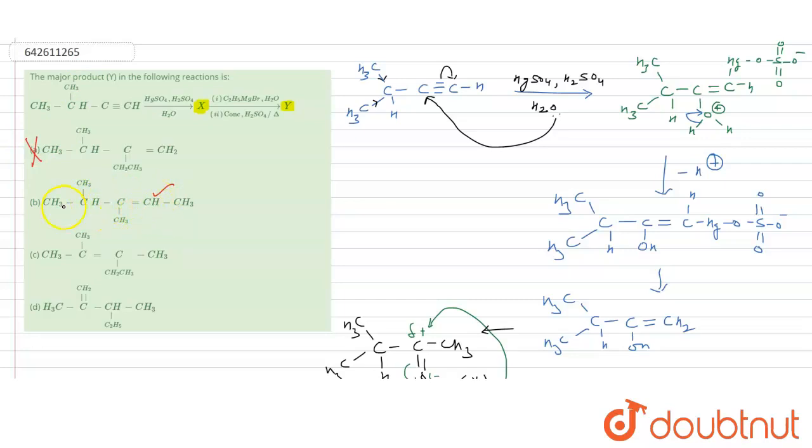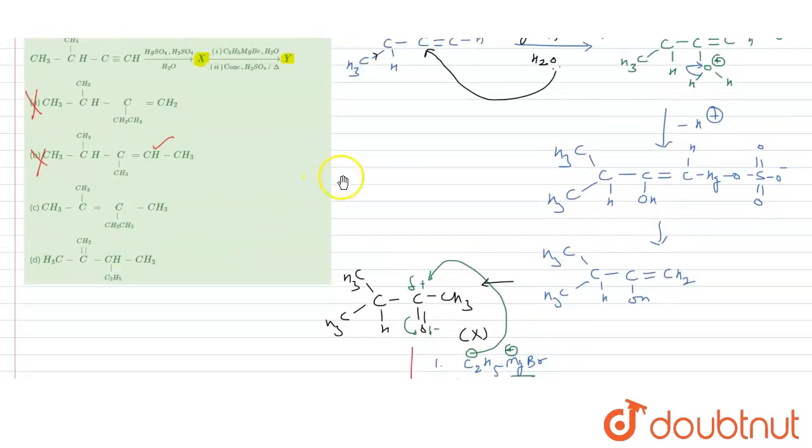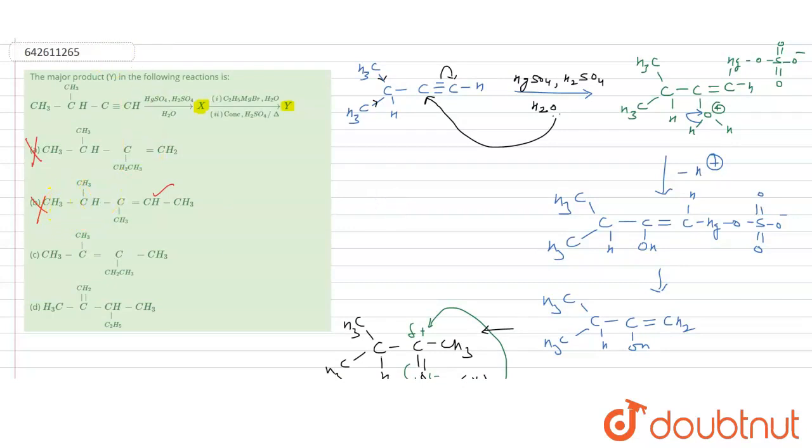So this is not our answer, because we know that in our alkene, all the groups are R groups, which means our alkene is most substituted. Now you can see here, this alkene is most substituted. There are 2 methyl groups over here, and this is an ethyl group, and this is a methyl group. That means this is our answer.